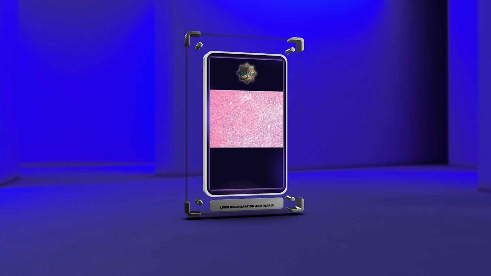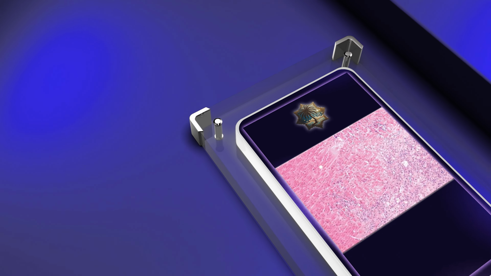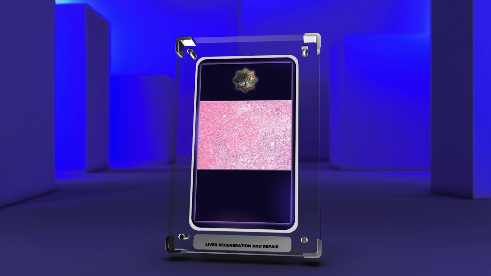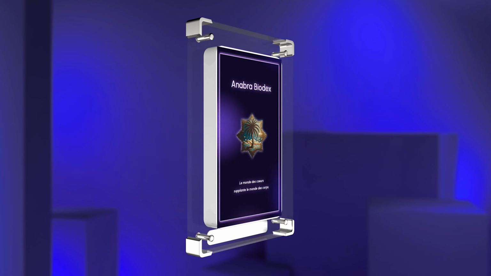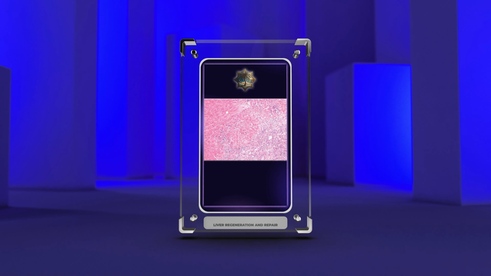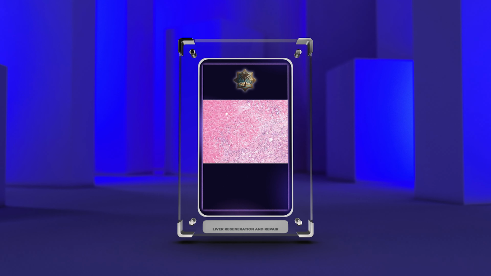The liver plays a crucial role in the body by performing various important functions. When the liver is damaged, it has the remarkable ability to regenerate and repair itself. In this video, we will explore the complex mechanisms and processes involved in liver regeneration, including the anatomy of the liver, the role of different types of liver cells, and the impact of liver diseases. Join us as we delve into the fascinating world of liver regeneration and repair.